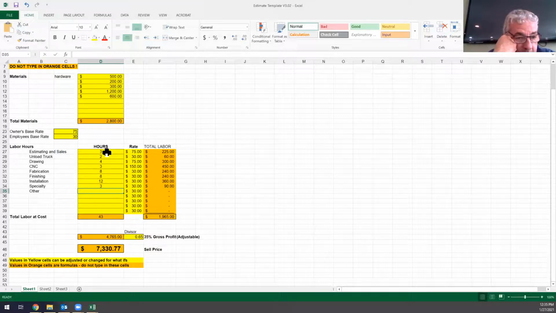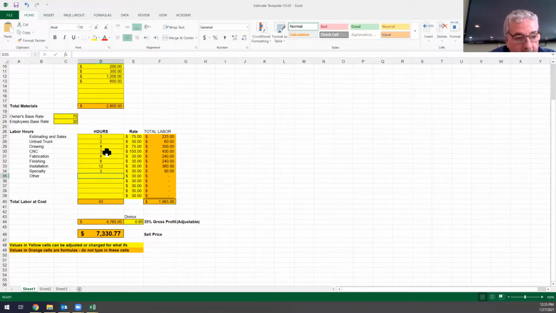So altogether, based on the rates that we're using for various people and the hours that we think we're going to have, we're coming up with 1965 in direct labor costs. That's what it's going to cost to pay a guy, plus the materials up above. So we've got 4765 in. That's just what, if you sold the job for 4765, all you'd make is an hourly rate. And you wouldn't have enough to pay your rent. You wouldn't have enough to pay everything else.